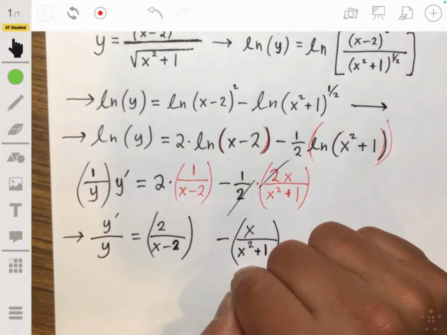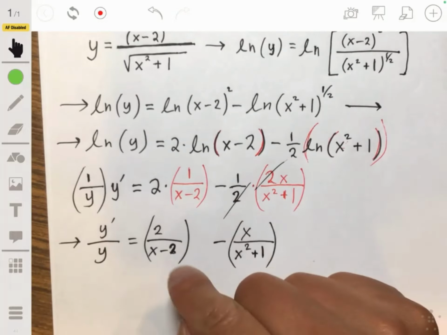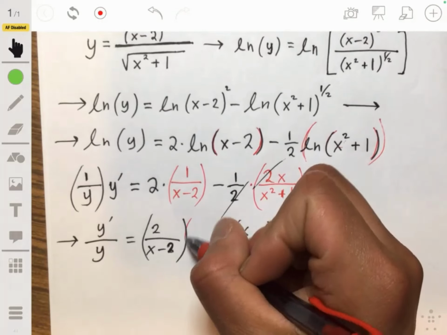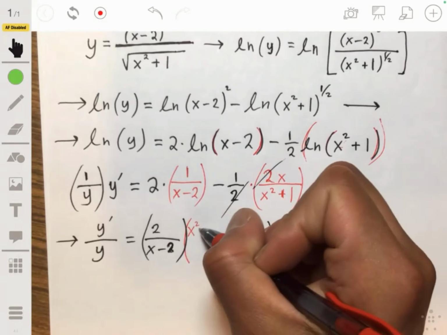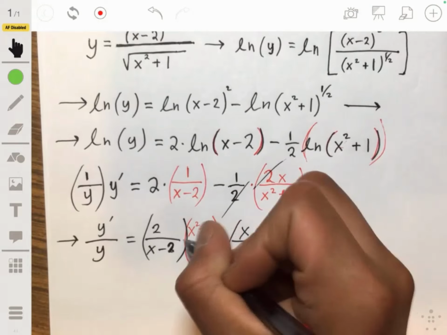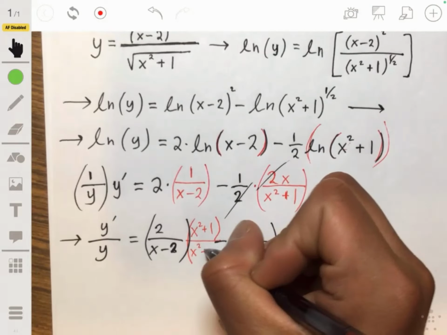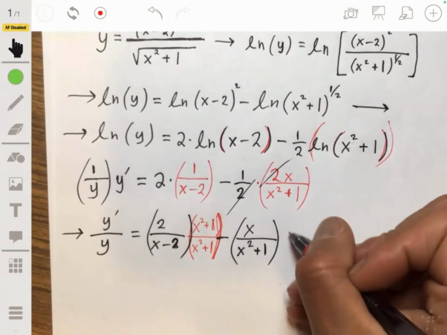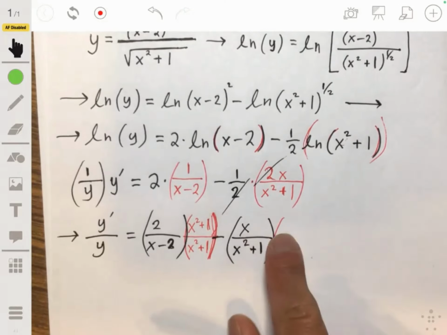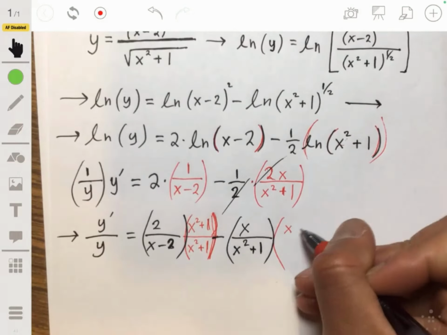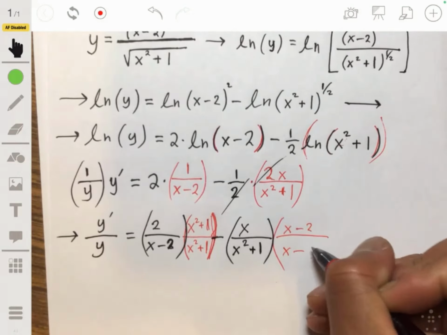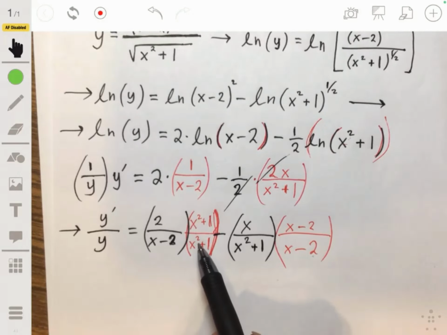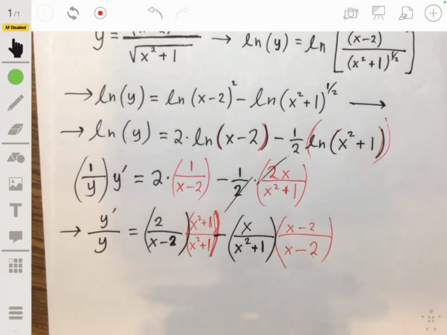So let's find a common denominator. That's why I left a space here. So the common denominator is going to be x minus 2 times x squared plus 1. So this group we're going to multiply by x squared plus 1 over x squared plus 1. Like that. A little messy, but it'll do. And then this group, we're going to multiply by x minus 2 over x minus 2. And that way we have a common denominator of x minus 2 times x squared plus 1, all in the bottom.